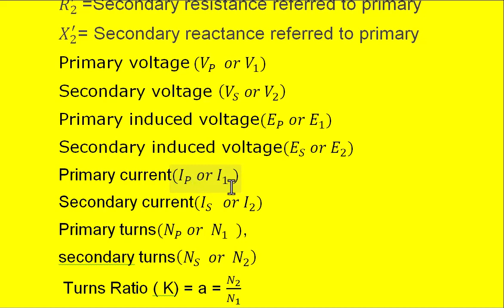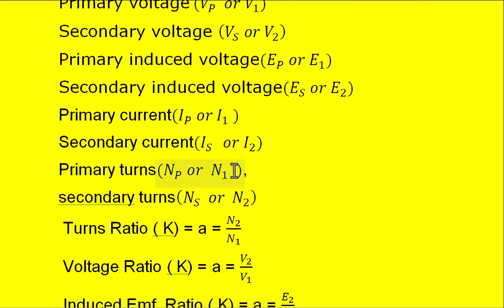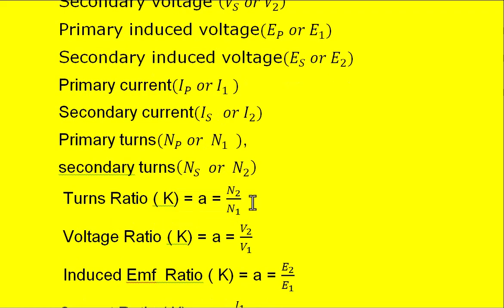Then primary current. This is the current flowing in the primary winding and its symbol is Ip or I1. Next, secondary current. This is the current flowing in the secondary winding represented by Is or I2. Next, primary turns. These are the primary winding number of turns represented by Np or N1. Next, secondary winding turns represented by Ns or N2.